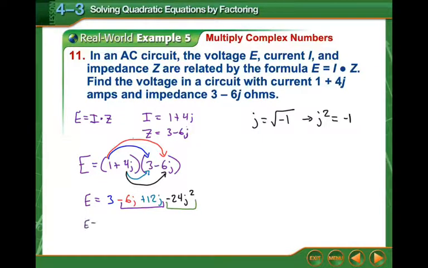So we have E equal to 3, leaving that alone for now. Negative 6J plus 12J leaves us with just 12J. And then minus 24 times negative 1. So we need to multiply. So that's just going to be a positive 24 now. And now we have one last step where we have this 3 and the 24 to combine together. So our final answer, E is equal to 3 plus 24, which is 27, plus 12J.